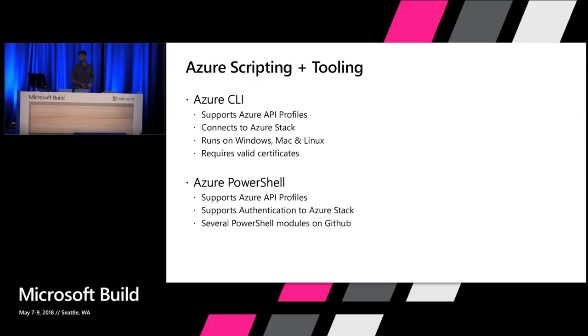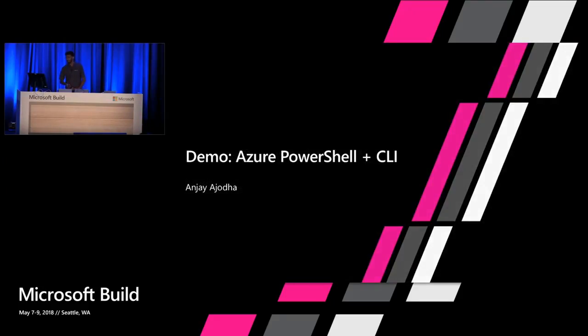We have Azure PowerShell, which also supports API profiles and supports authentication to Azure Stack. And we have several PowerShell modules on GitHub that are designed to help you get started with Azure. We have ones that help you connect to Azure Stack. We have ones that help you add virtual machine images. We have ones that can help you test it to make sure installation went correctly. And that help you get started and manage your Azure Stack installation. Let's take a look at how PowerShell works with API profiles.